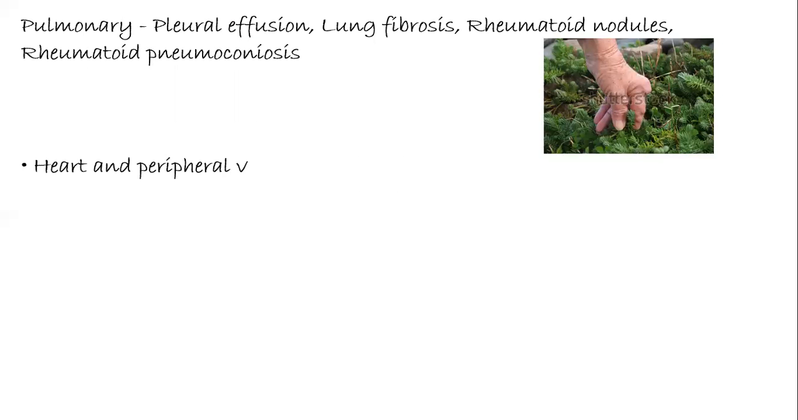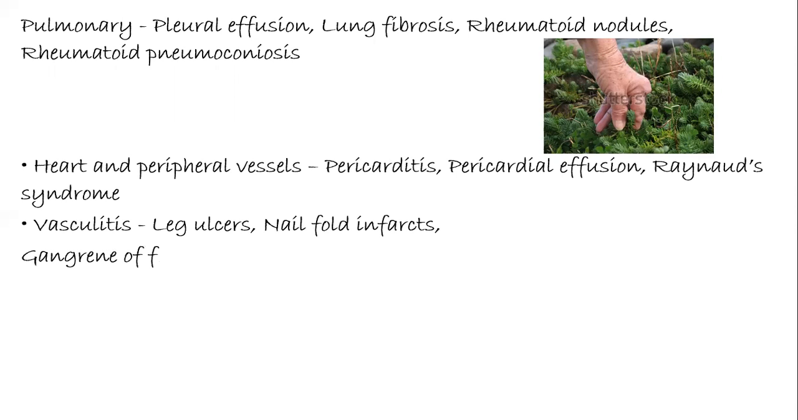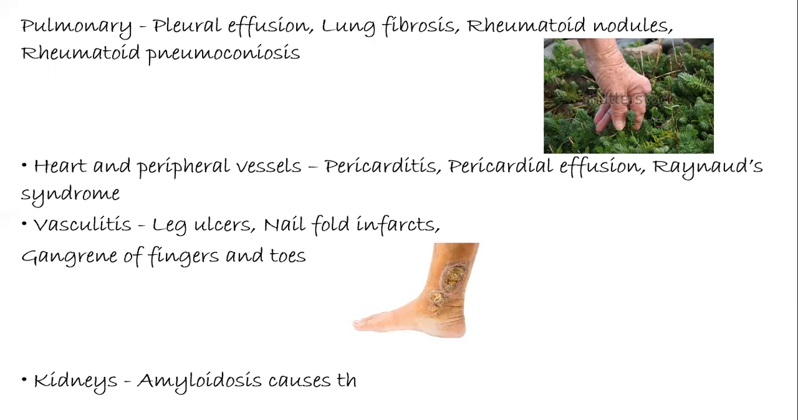Next is the heart and peripheral vessels. It is going to cause pericarditis, pericardial effusion, Raynaud syndrome. Next is related to your legs. It is going to cause leg ulcers, nail fold infarcts, gangrene of the fingers and toes. You can see here. Then it is going to affect your kidneys. When kidneys are affected, it is going to cause amyloidosis, nephrotic syndrome and renal failure.